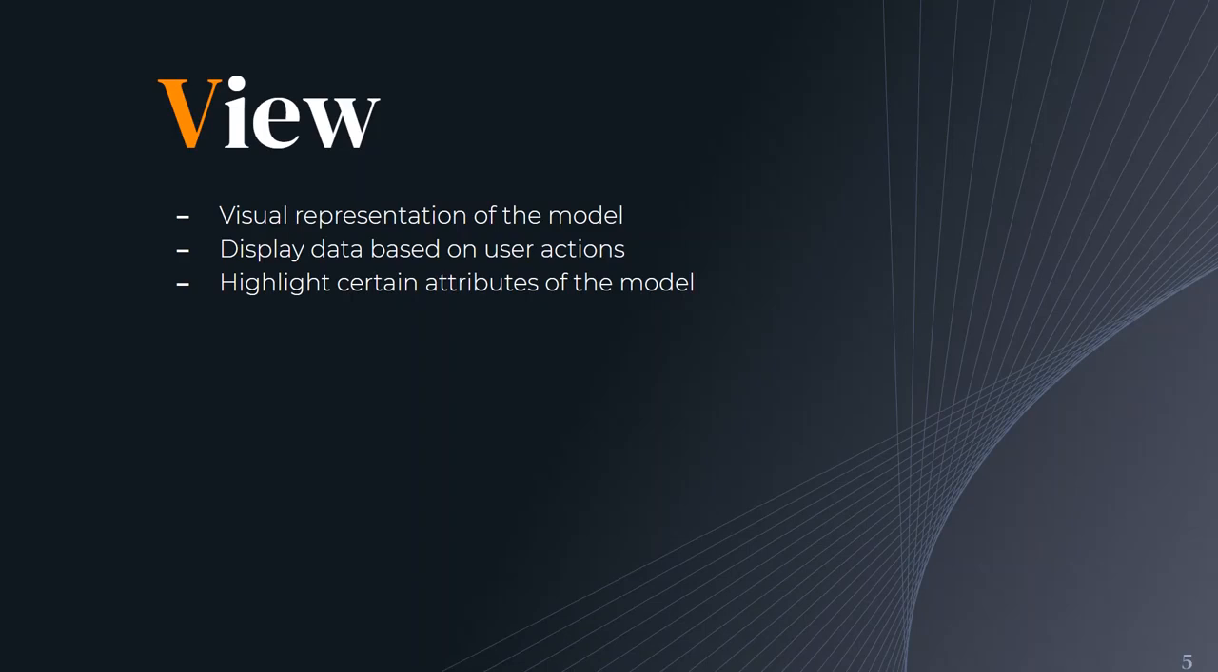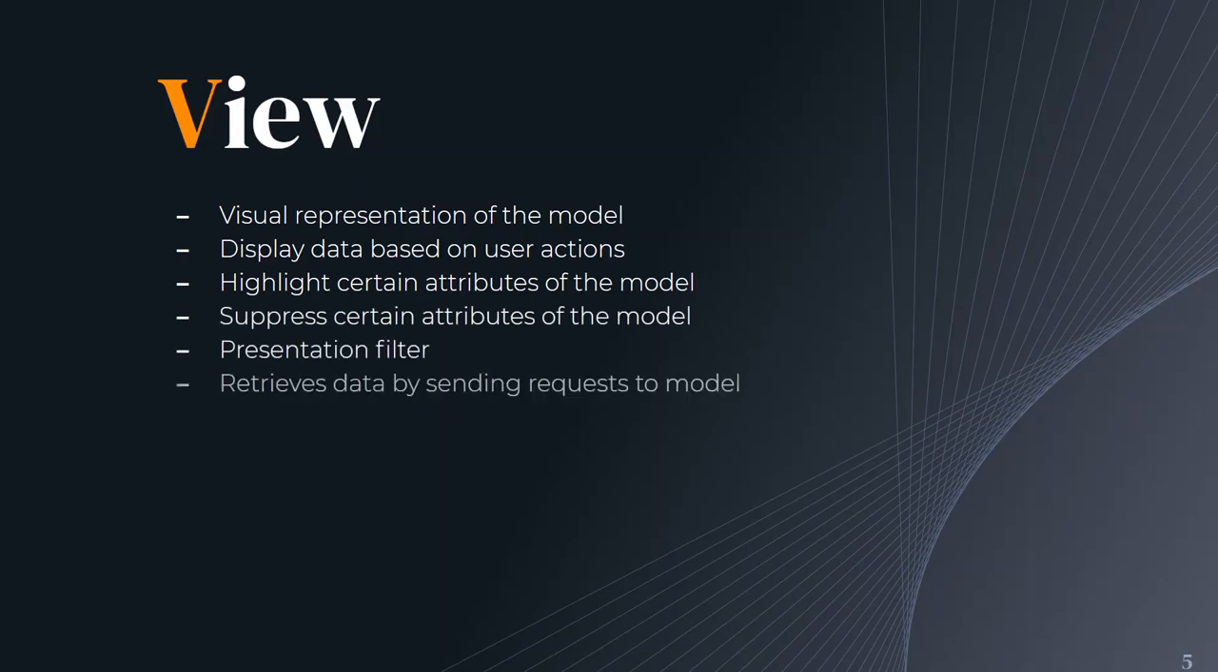But maybe what the model had, or what the controller saw and filtered out, was also reviews or issues or an ID or some statistics on how many paintings have been purchased, all sorts of different things that the user might not care about or need at a given time. The view suppresses certain attributes of the model.